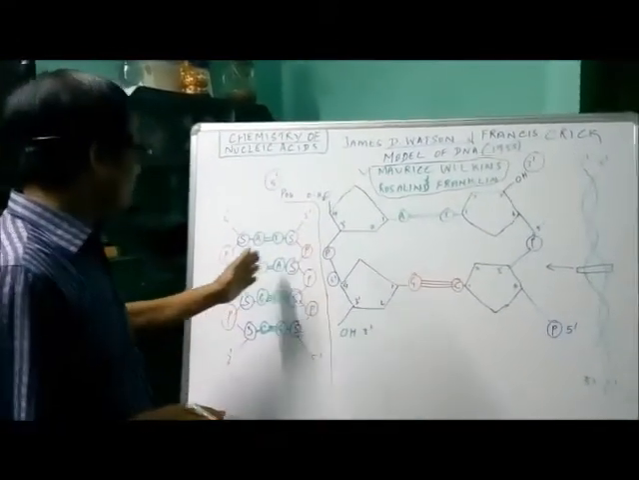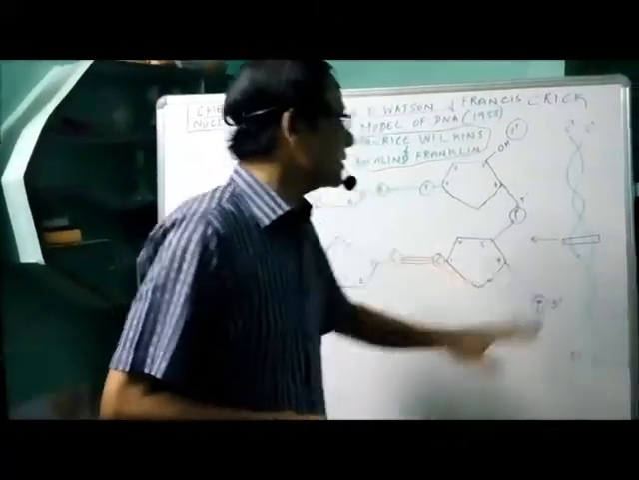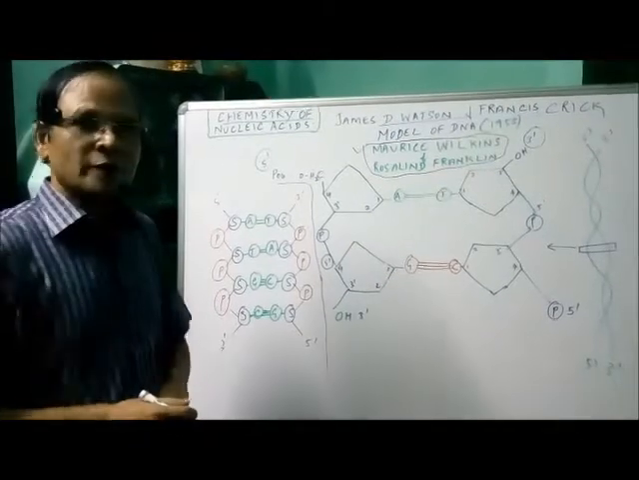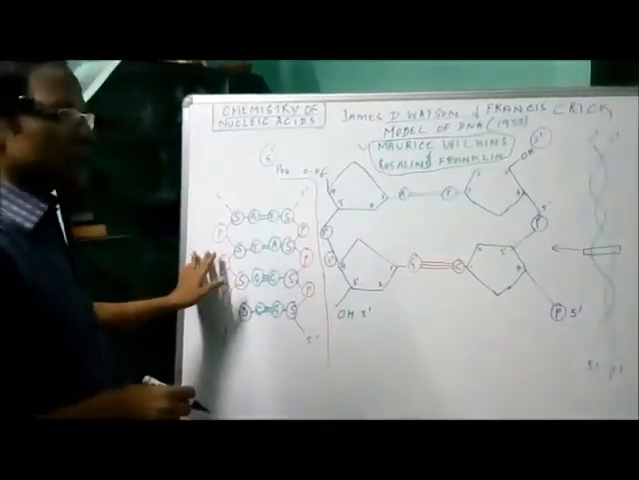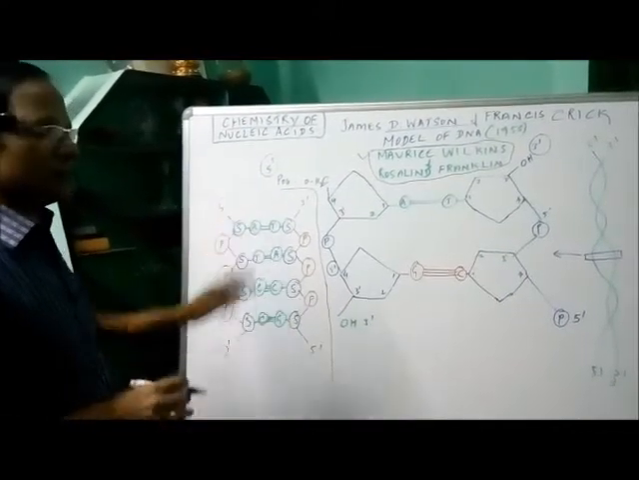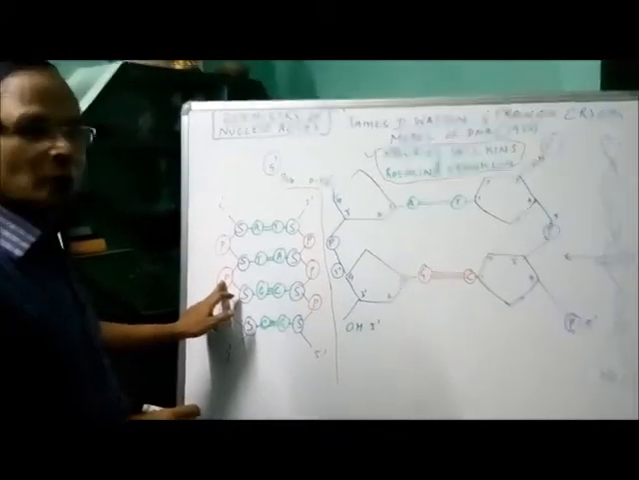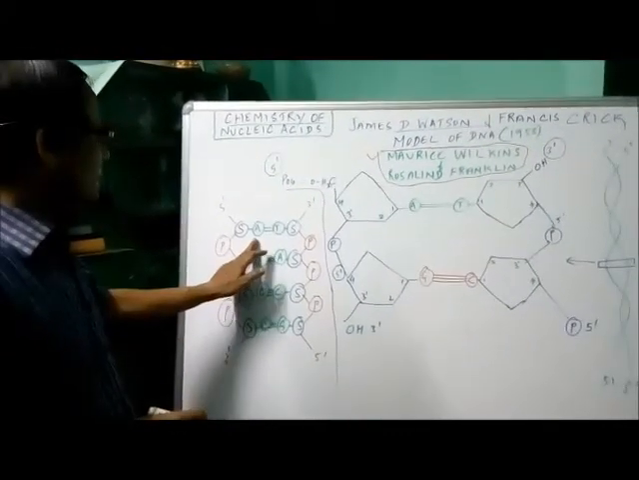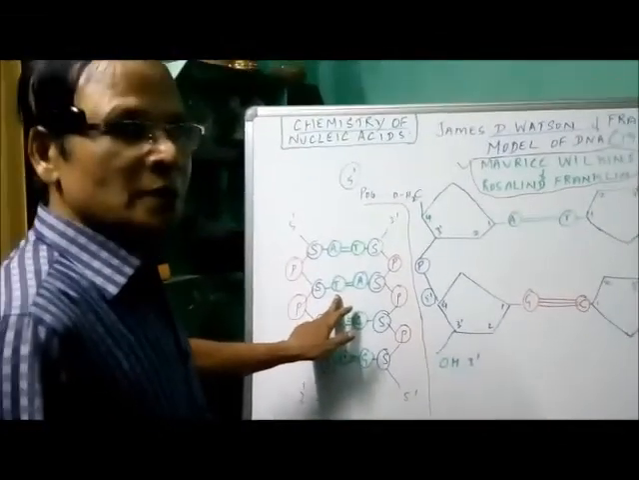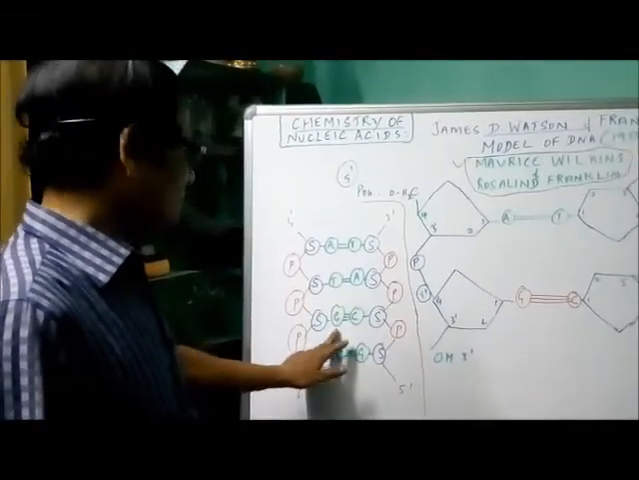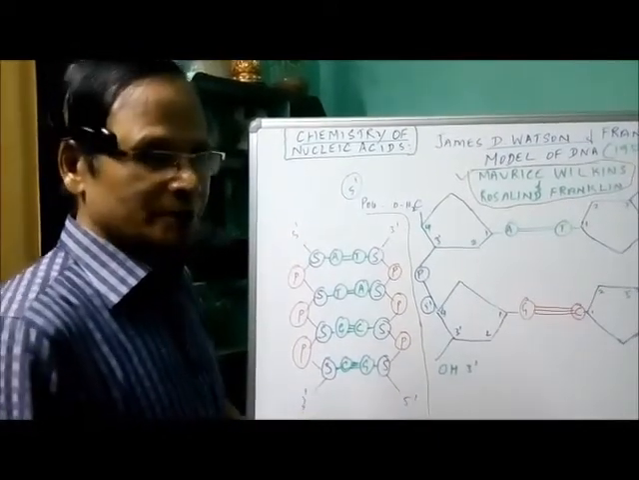Here is represented the double helical model of DNA. These are the two strands running in 5' to 3' directions. The same is expanded in the form of letters. S stands for sugar, P stands for the phosphate group, A stands for adenine, T stands for thymine, G stands for guanine, and C stands for cytosine.